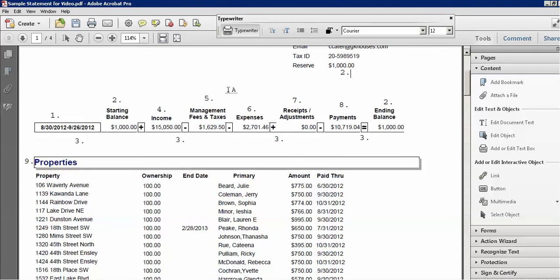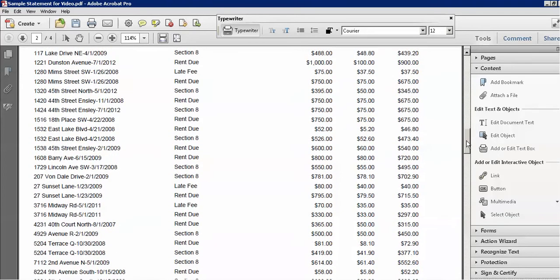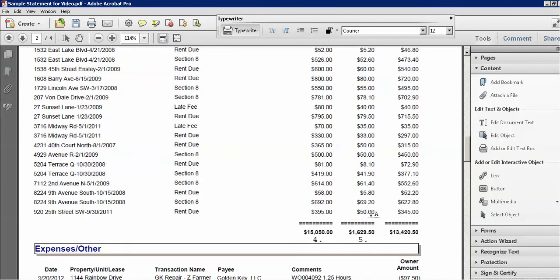Section 5, management fees and taxes. This is the total amount paid to Golden Key for management fees during the time period. It ties to the management fee and taxes total in the income subsection below. So let's see, $1,629.50 ties to $1,629.50.